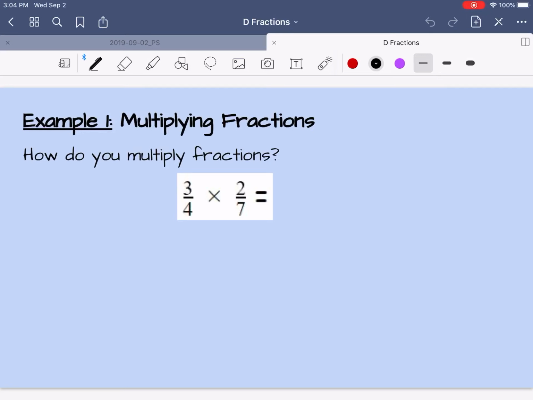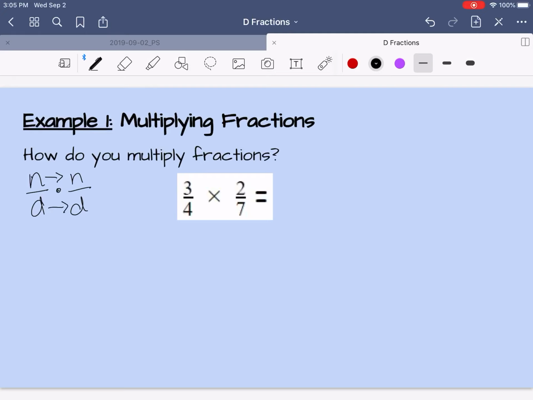How do you multiply fractions? Well, it's wonderful because fractions have a numerator and a denominator, and when you multiply, all you do is multiply straight across. Numerator times numerator, denominator times denominator.